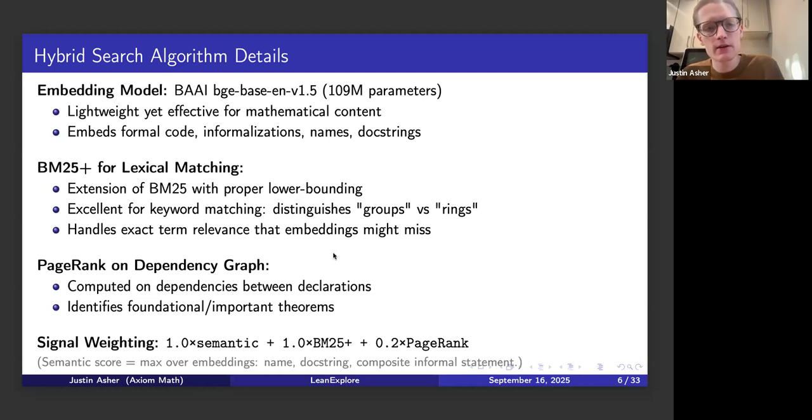So I weighted these three signals. I gave 1 point times the semantic score, plus 1 point times the BM25 plus score, and 2.2 points times the PageRank score. And I took the sum of these three factors, and the semantic score is here the max score over the name, docstring, and the informal statement. Okay, I hope that makes sense.